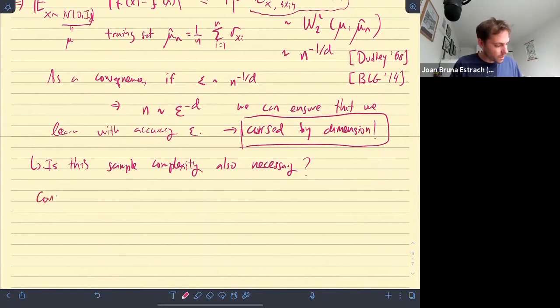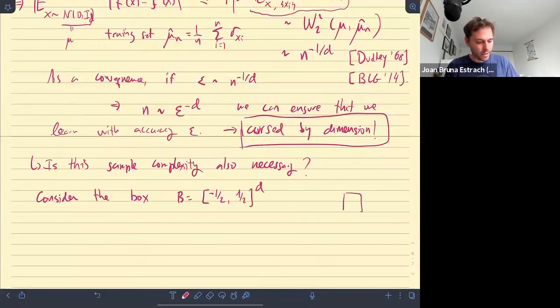So let's consider a very simple construction. Let's consider the box. I'm going to do things a bit informally here. It's just the unit cube, the unit box in dimension d, a cube of length 1 in dimension d. So it's a little box B.